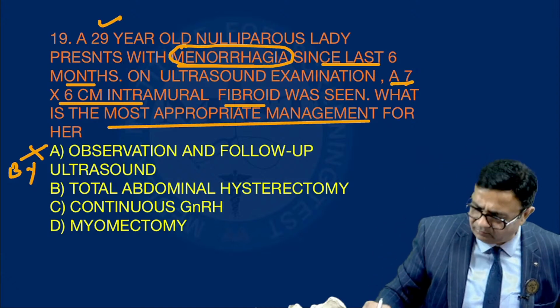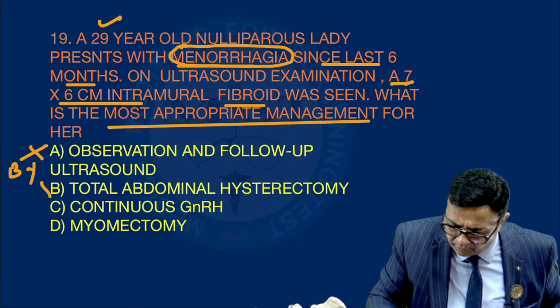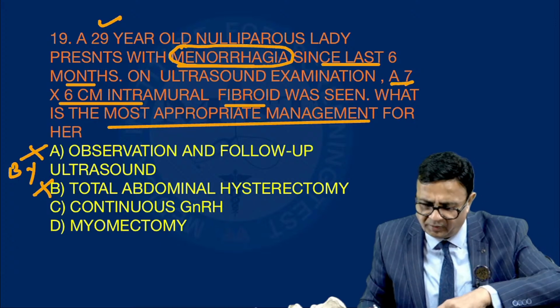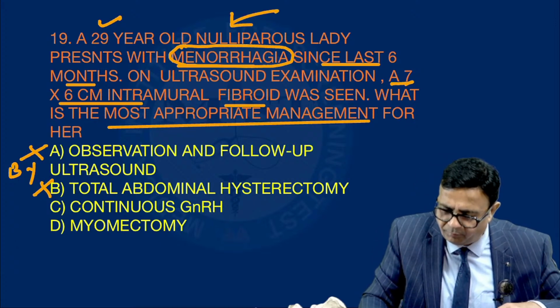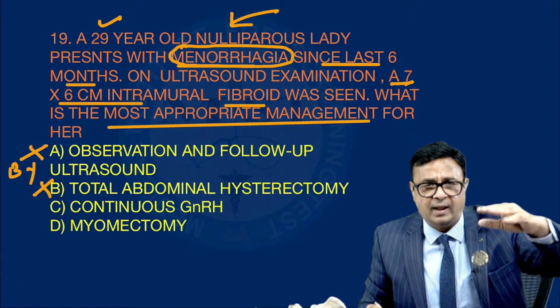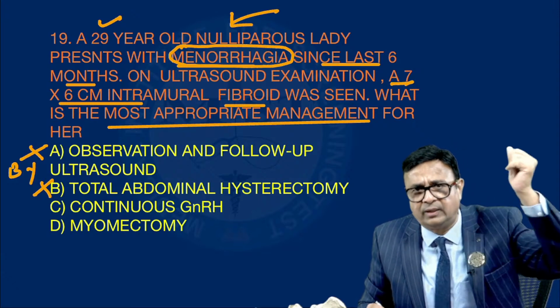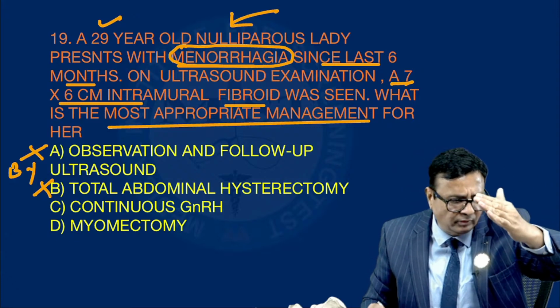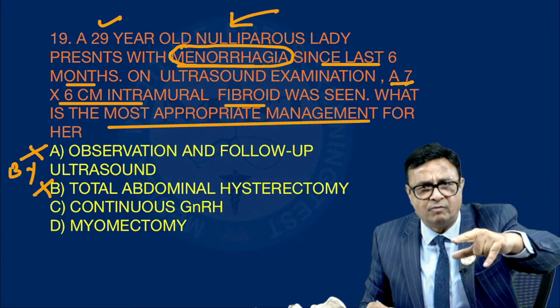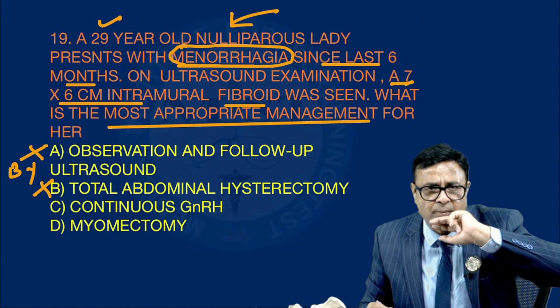Total abdominal hysterectomy, this is also gone. Total abdominal hysterectomy would have been the answer if multiparous was written here. And here nulliparous is written. Because nulliparous is written here, the answer is myomectomy. If multiparous was written here, the answer would have been total abdominal hysterectomy.